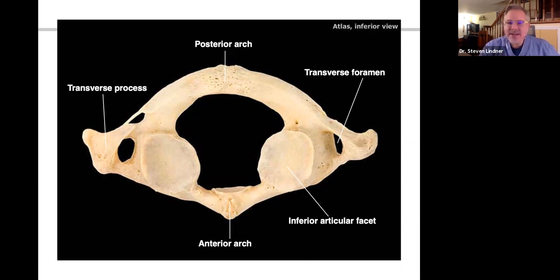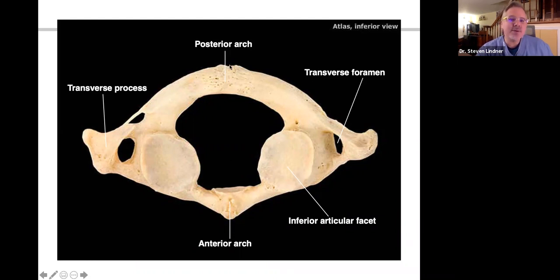The atlas is an atypical vertebra. C1 and C2, the top two bones, are atypical. They do not look like any other vertebrae. C3 all the way down to L5 all have the same parts, but C1 and C2 look very, very different. So let me show you the atlas first. This is the posterior arch. This is the anterior arch.